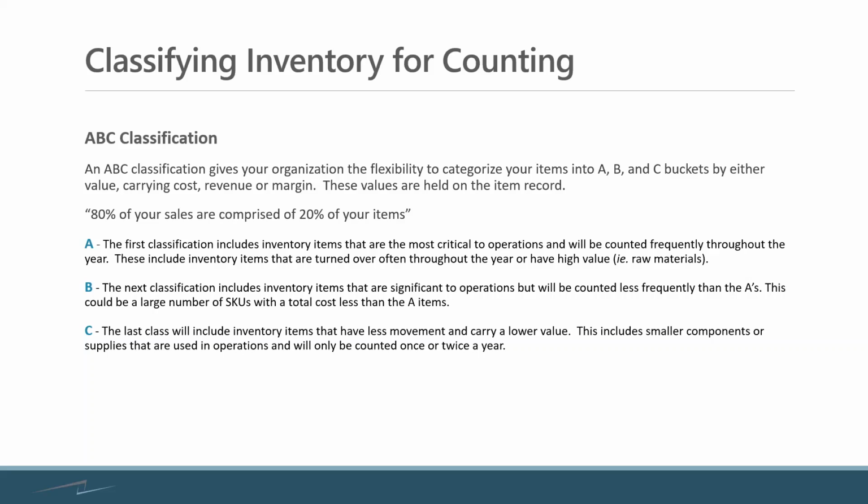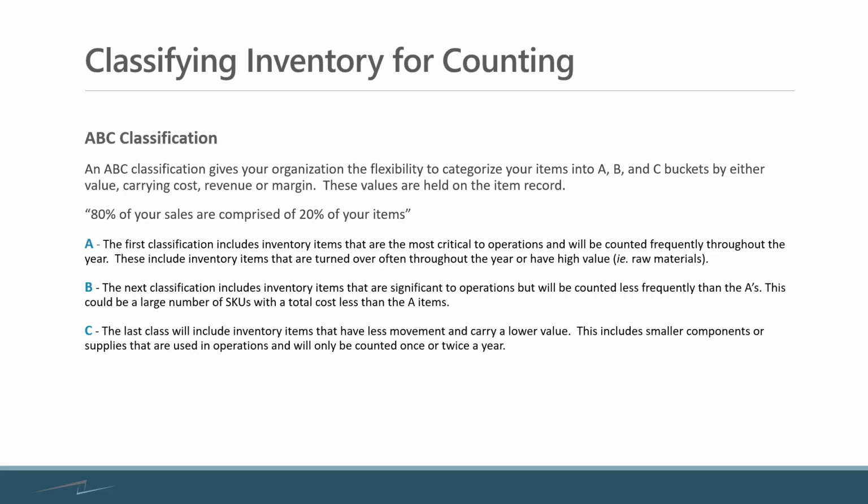The next is the B level items. They're probably more items that are significant to your operation. They might have a larger group of these items, a larger number of SKUs, but they're not as frequently used as the A items, so they probably don't need to be counted as often, but yet they would need to be counted somewhat frequently. So you'd want to classify them as your B items.